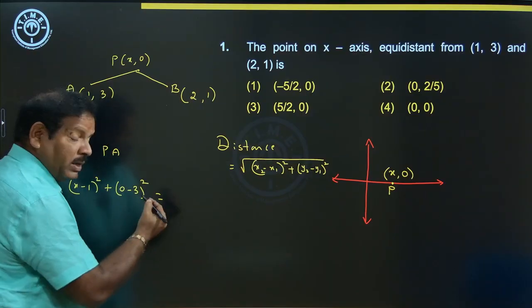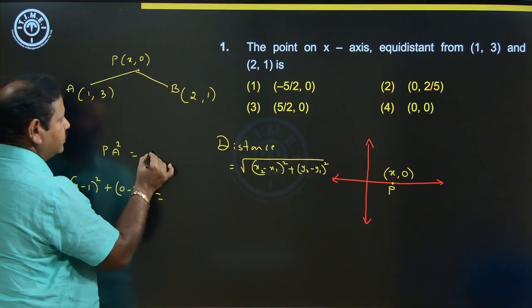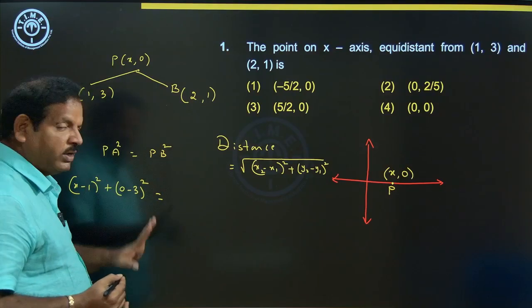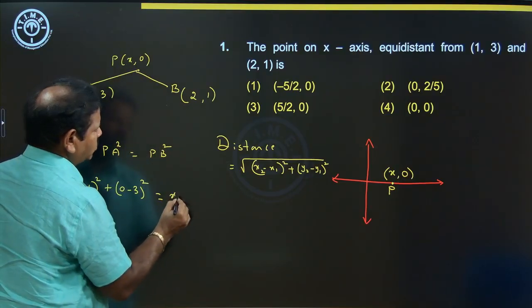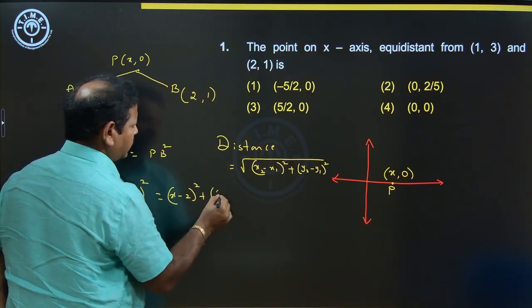To remove the root, in the next step squaring on both sides. Even if we don't write the root, it is fine. So PA square equals PB square. Then the distance between these two is (x minus 2) whole square plus (0 minus 1) whole square.